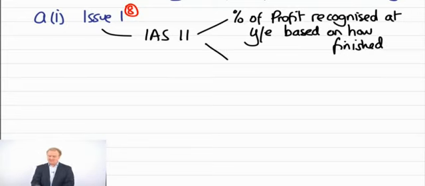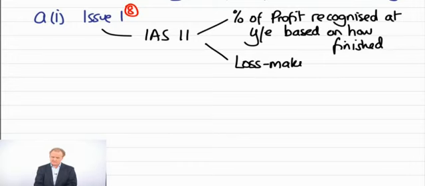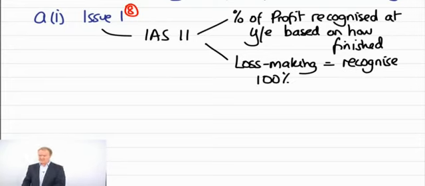However, if it is a loss-making contract, then the company should recognise 100% of the loss.